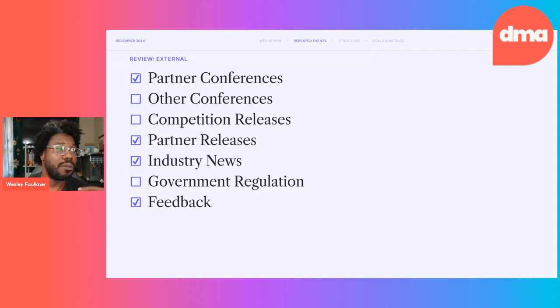Same with industry news, government, regulation, any type of feedback. You want to make sure that there's a process for the things that you don't control. When they do happen, you can pull the playbook off the shelf, at least to make sure you're getting the most out of it, and that the people who are internal that need to be informed are informed.